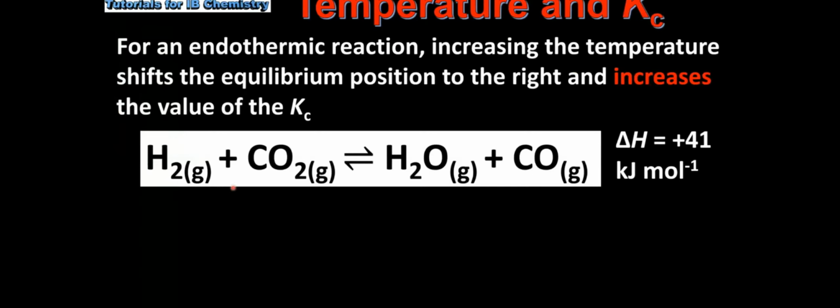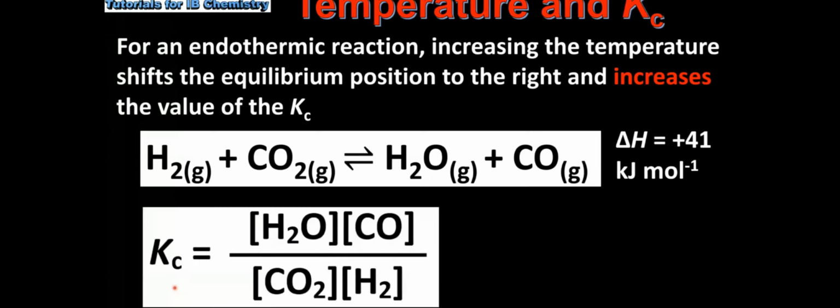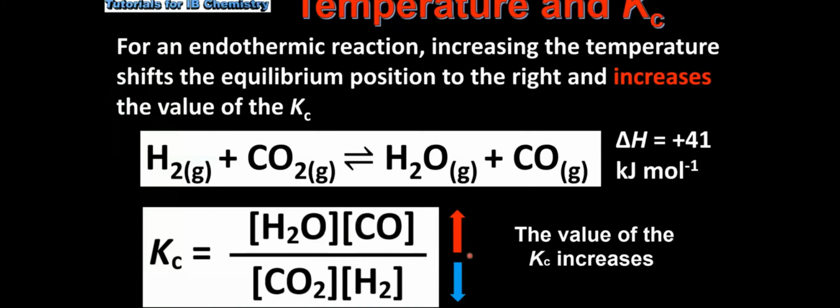Here we have the reaction between hydrogen and carbon dioxide to produce water vapor and carbon monoxide. As we can see from the sign of the enthalpy change, the forward reaction is endothermic. And here we have the equilibrium constant expression for the reaction. When the equilibrium position shifts to the right, the value of the numerator increases and the value of the denominator decreases. Therefore, the value of the Kc increases. So for an endothermic reaction, an increase in temperature results in an increase in the value of the Kc.